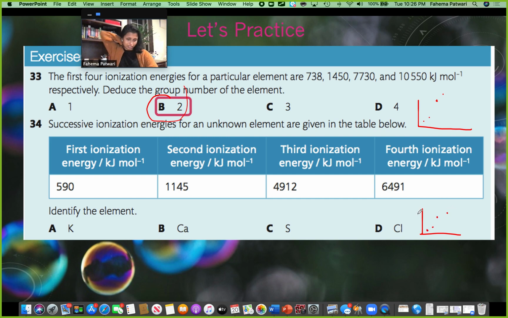Right, so here we see again our jump is after the second electron. So again, this is going to be something in group 2. And of these elements, only calcium is in group 2. So when you're given successive ionization energies for an element, to figure out what element it is, you just have to see where the jumps are. And based on that, you know how many valence electrons it has. And based on how many valence electrons it has, you know which group it's in. And you can identify the element.